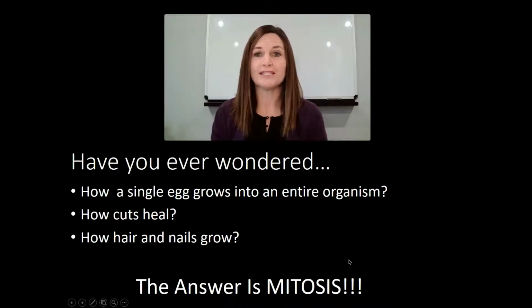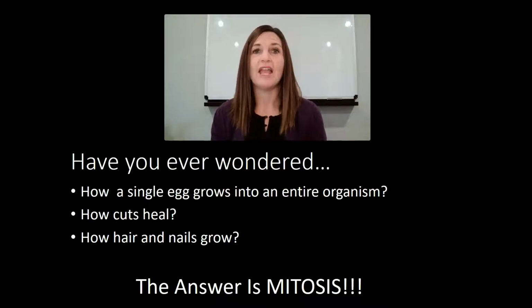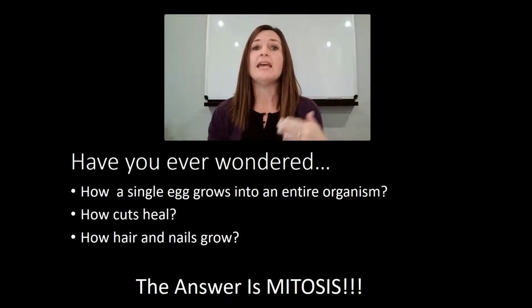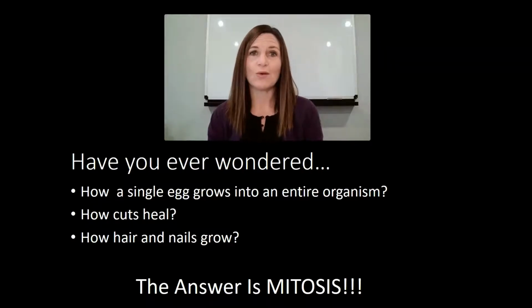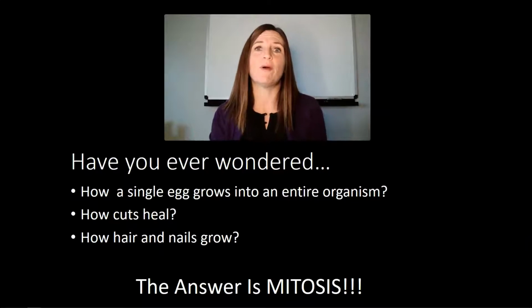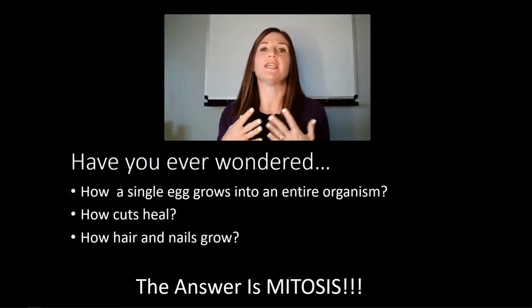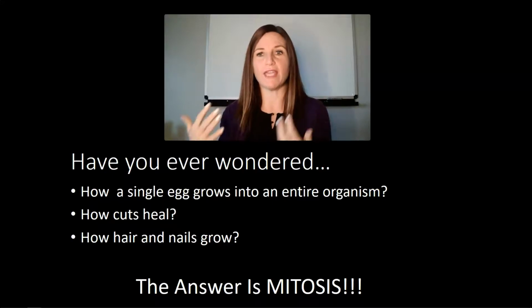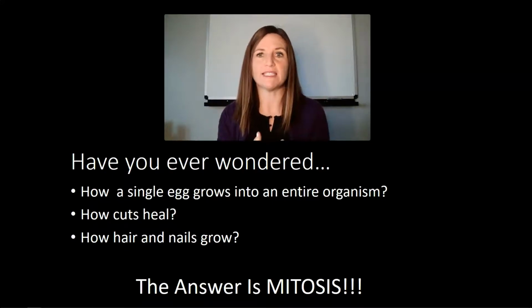Mitosis is the process of cell division. So mitosis is what takes that single egg cell and creates an entire organism, including healing that organism's cuts and growing that organism's hair and nails as it ages. All of these things about what mitosis can do make it pretty clear that it's a pretty important process. And so what we're going to be doing in this chapter is looking at how does mitosis work? How does it create a new cell from pre-existing cells?